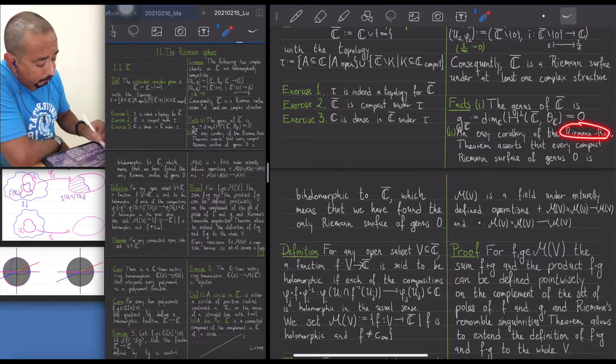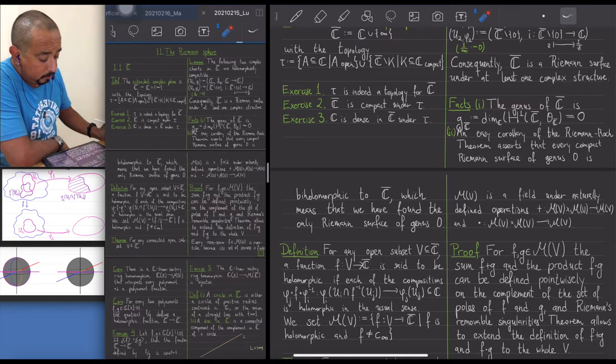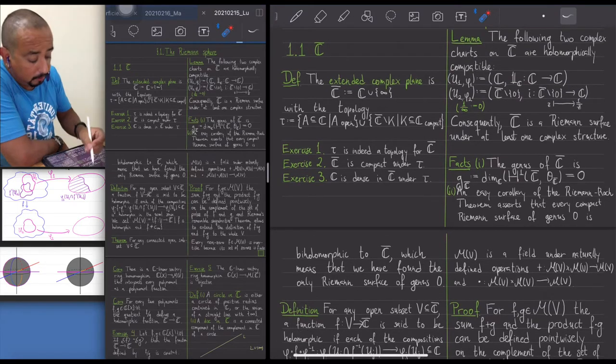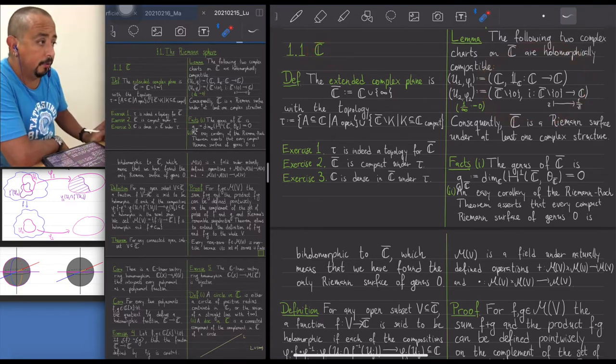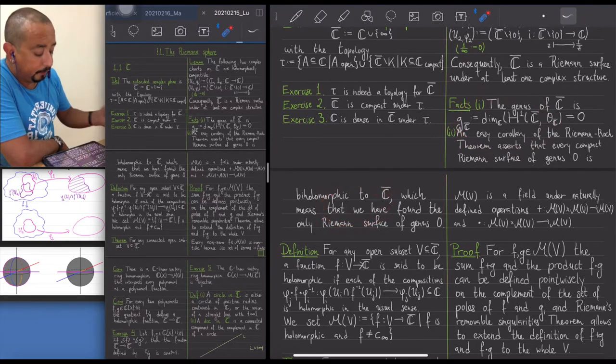But okay. And then another fact is that the Riemann-Roch theorem, the famous theorem of Riemann-Roch, has as a consequence that any compact Riemann surface of genus zero is biholomorphic to C bar, or in other words, is isomorphic as a Riemann surface to C bar. That is, up to isomorphisms of Riemann surfaces, there is only one Riemann surface of genus zero, and well, we have just found it. That's somehow the moral of the story.